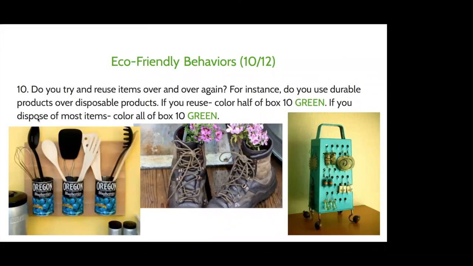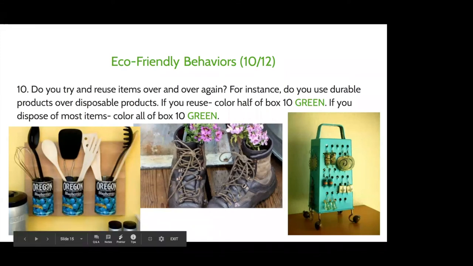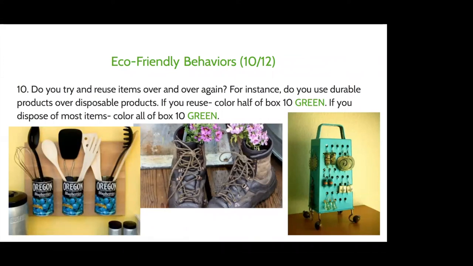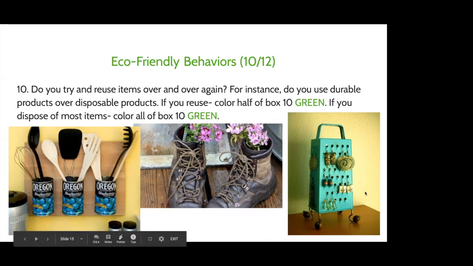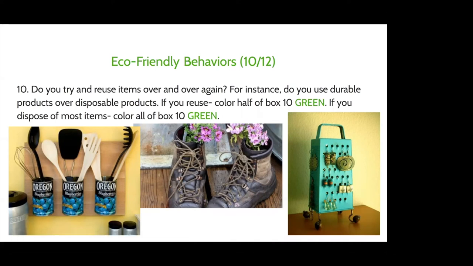Here are some great examples of reusing. These old blueberry cans are now utensil holders. Old leather boots are now flower pots. And this old grater was spray painted and now holds earrings. So adorable. This doesn't mean you have to reuse every single thing, but if you try and think of ways that things can be reused again and again instead of ending up in the landfill, then color half of box 10 green. But if you notice many things that you buy, that your family buys and uses, are thrown away immediately after use, then color all of box 10 green.